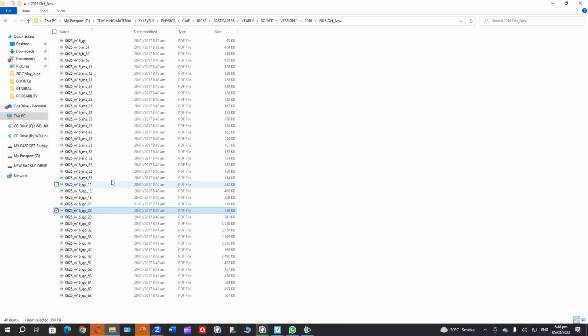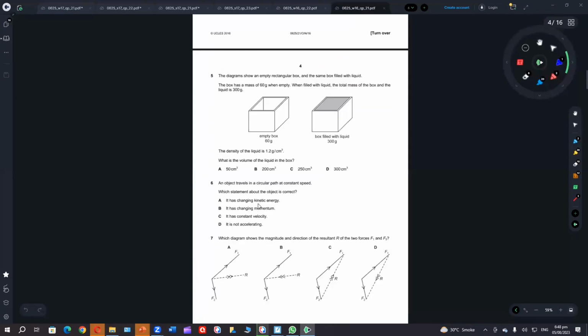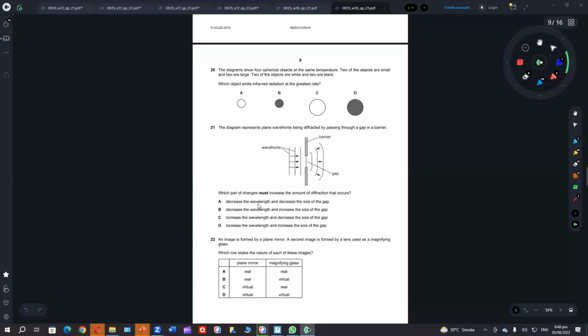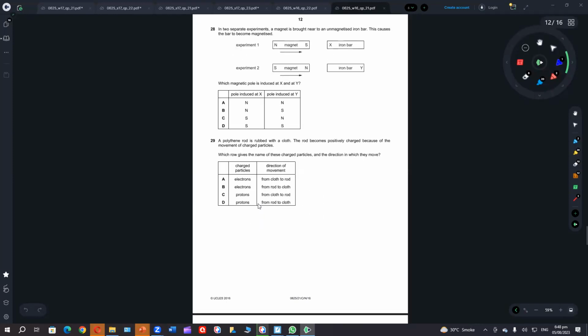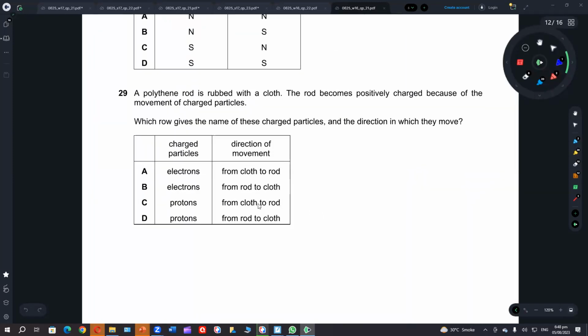October, November 2016, paper 21, question 29. He says a polyethylene rod is rubbed with a cloth. The rod becomes positively charged because of the movement of charged particles. So as we discussed before, when something gets positively charged, it has lost electrons. Which row gives the name of these charged particles and the direction in which they move?